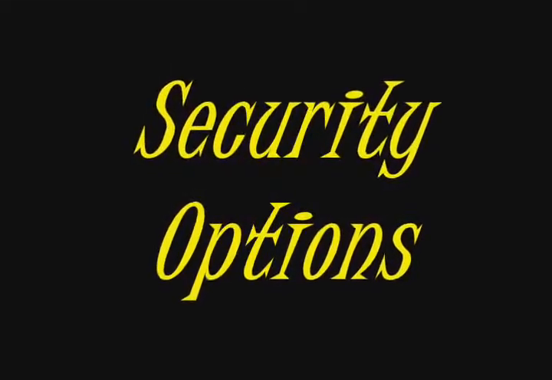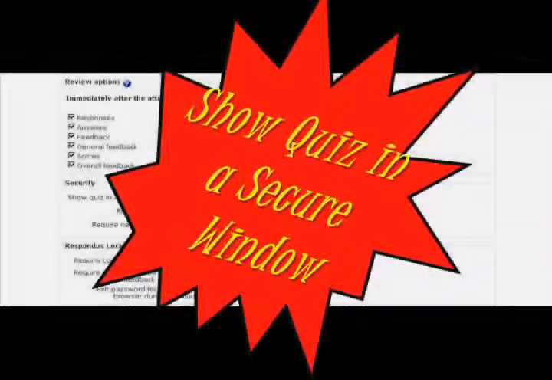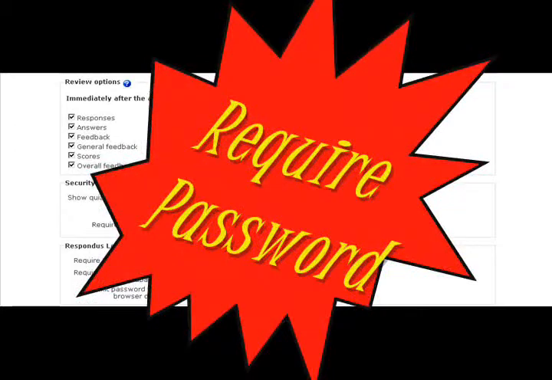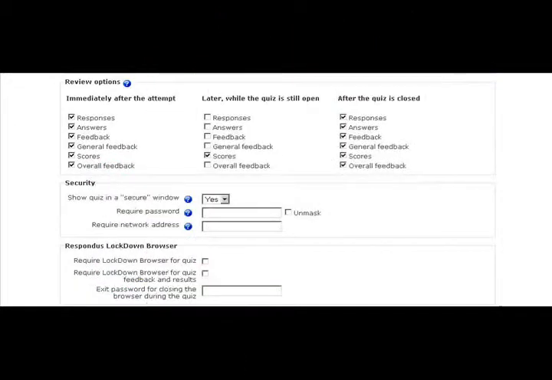Next, you'll select the security options. Show quiz in a secure window. Selecting this option will open the quiz in a new window without the forward and back buttons, address bar, or other navigational features. This will prevent students from navigating to other sites during the quiz. Require password. You can set a password for the quiz that students will need to enter before they can take the quiz. You can use this to restrict who takes a quiz and when they take it.